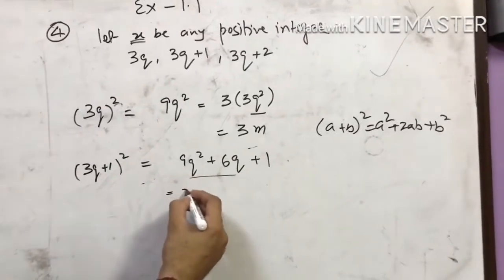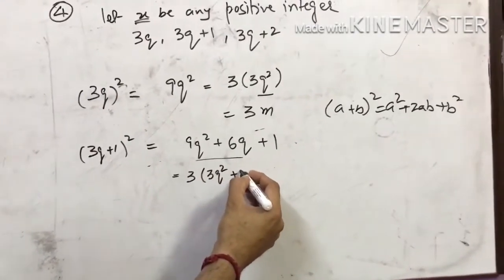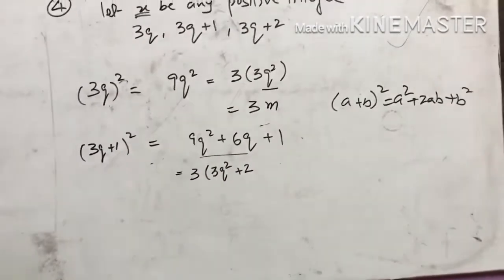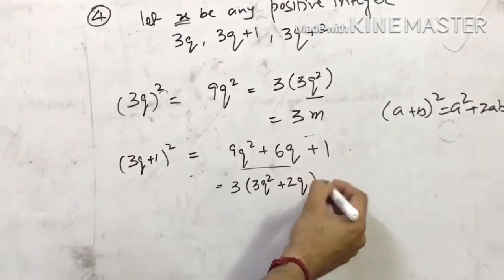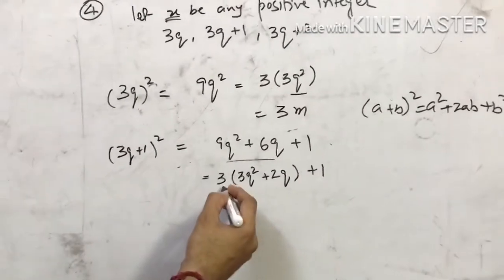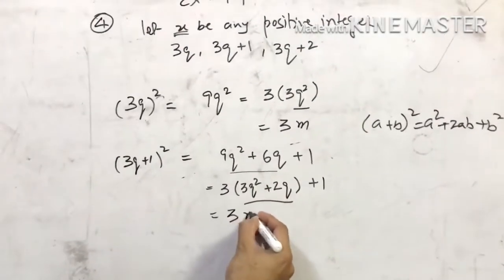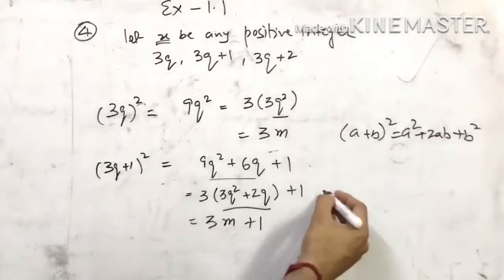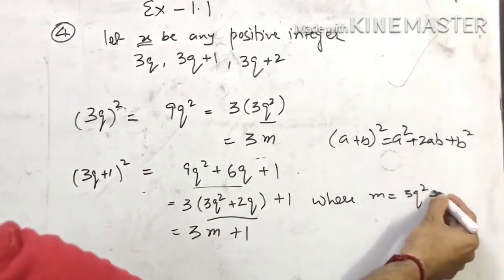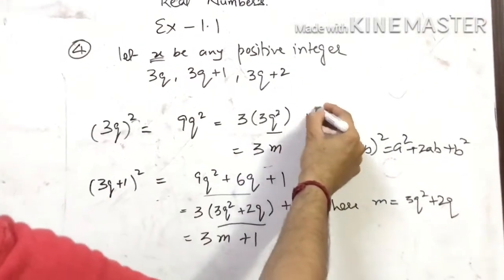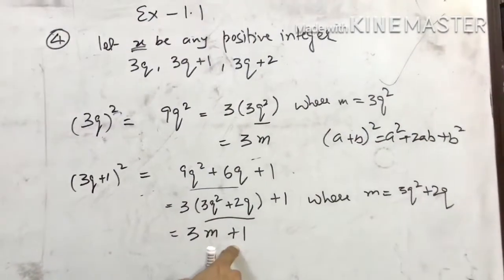From these two numbers you can take 3 common. So here it will be 3q square plus 2. You can see 3 is common, so this whole number can be considered as m. So it will become 3m plus 1. So you can write down where m is equal to 3q square plus 2q, and here you can write down where m is equal to 3q square. So here you got 3m plus 1, here you got 3m.